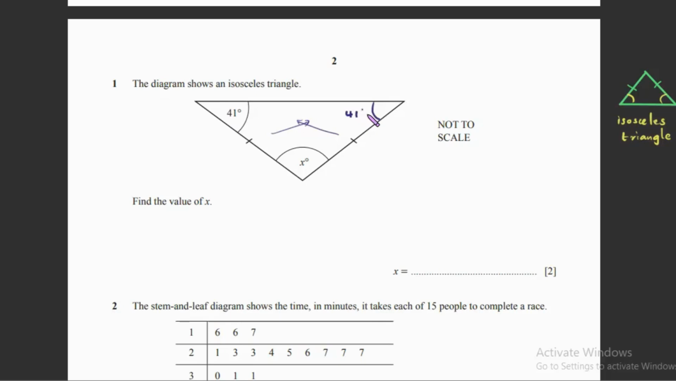Therefore, to find what x is, from 180 degrees I need to deduct both these 41 degrees, because the angle sum in a triangle is equal to 180 degrees. So x is equal to 180 minus 41 times 2, which is 82. When I deduct it, I get 98 degrees as the value for x.